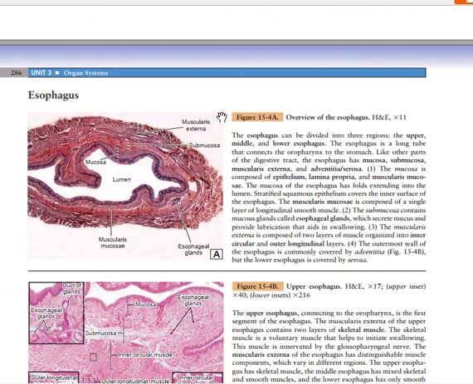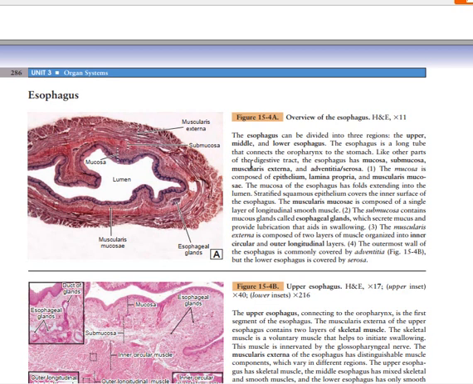Now let's start with the esophagus. For the overview of the esophagus, this is the esophagus diagram. It's made up of the mucosa, and the mucosa consists of the epithelium, the lamina propria, and the muscularis mucosa. Those are the three main layers of the mucosa. Then the next layer is the submucosa, then the muscularis externa, and the last one is the adventitia.